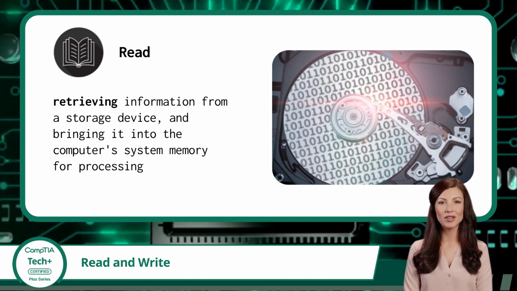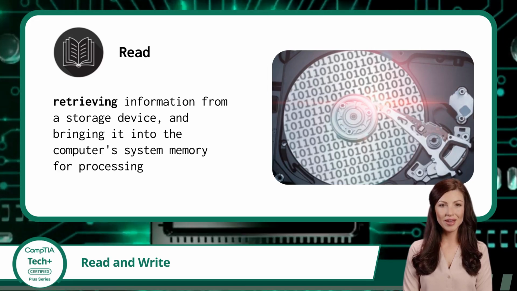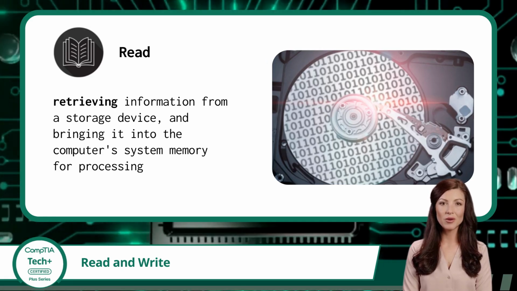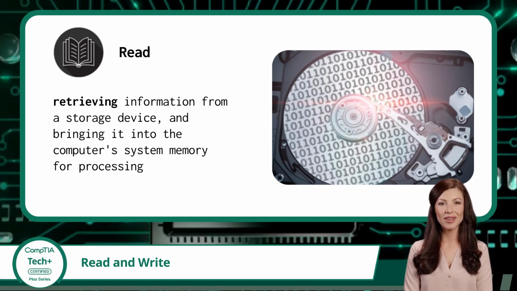A read operation involves retrieving information from a storage device and bringing it into the computer's system memory for processing. In other words, you're pulling information from storage so it can be used. You might also hear it described using terms like access or retrieve. And because data is coming out of the drive, this action is considered a drive output operation.